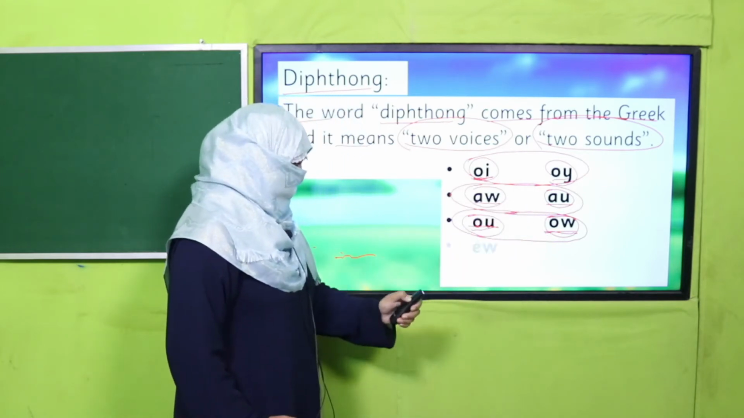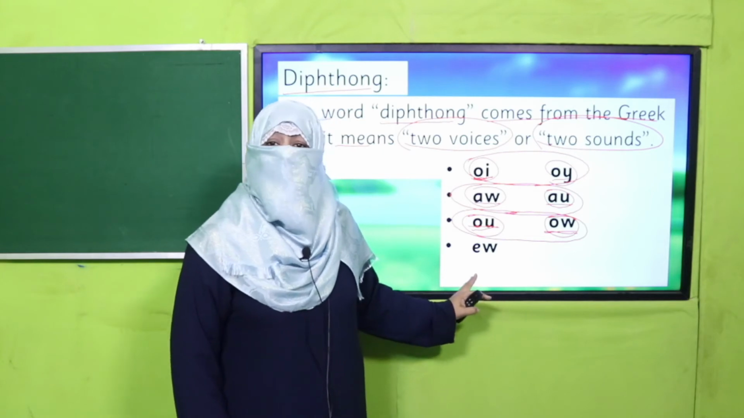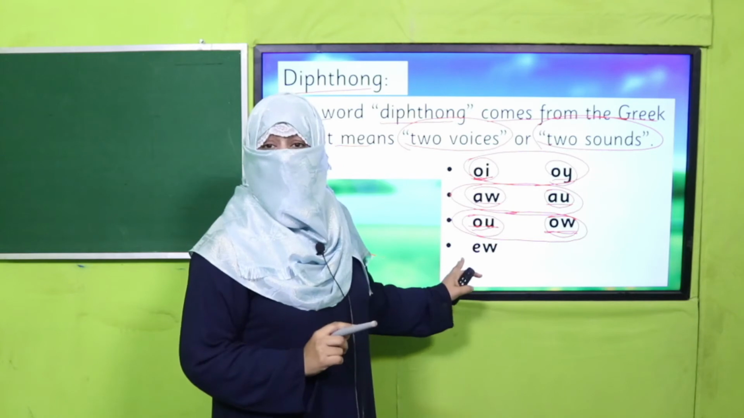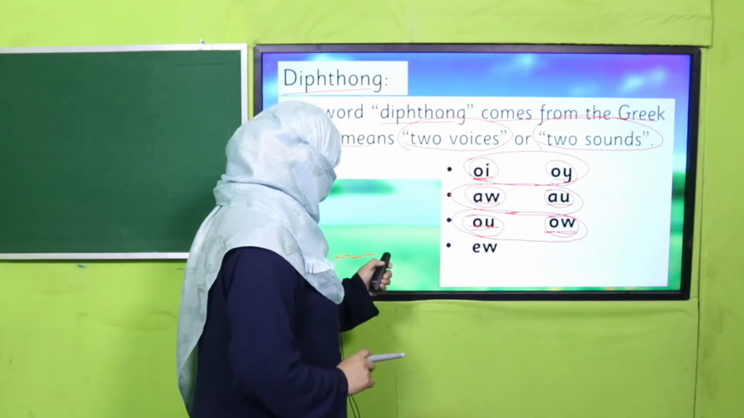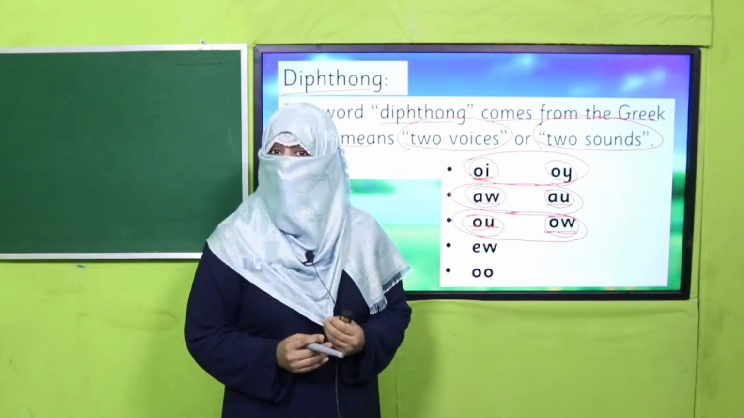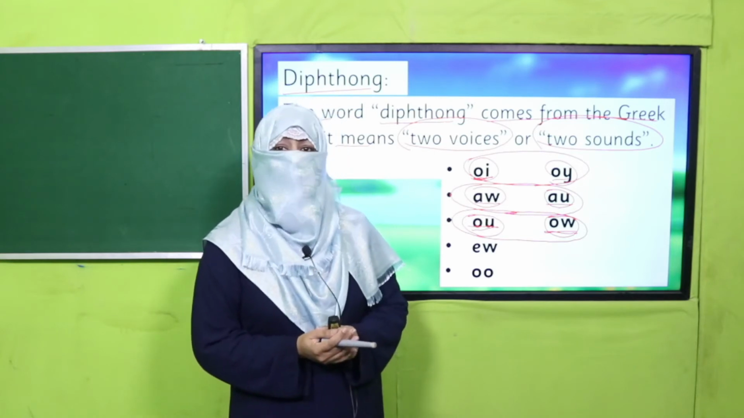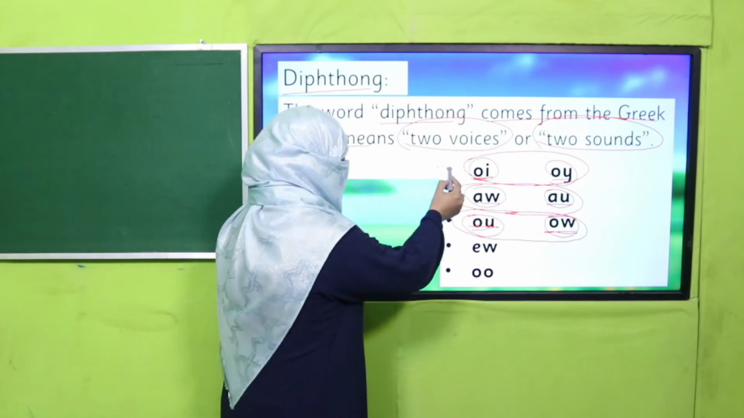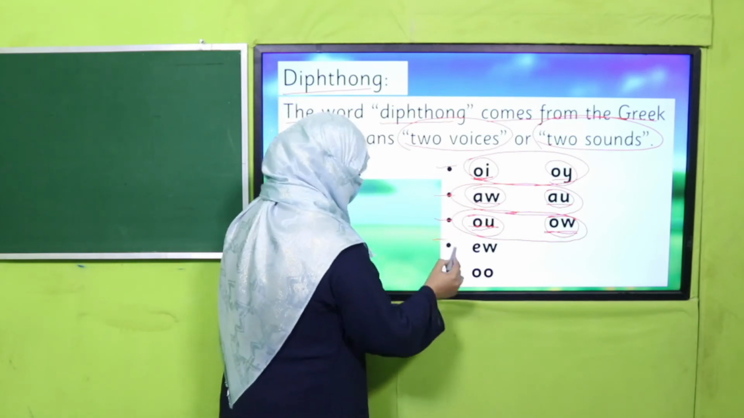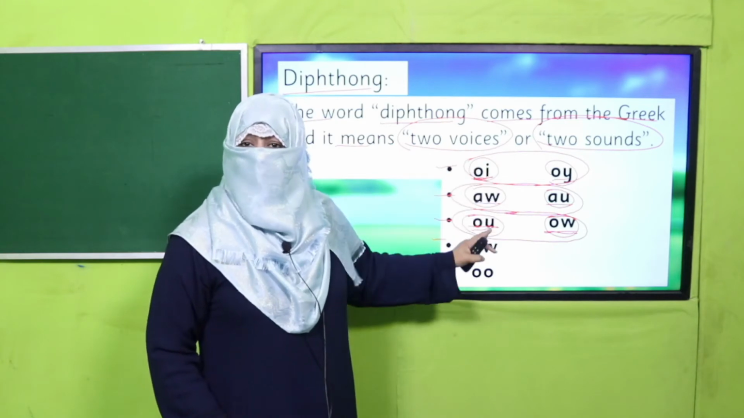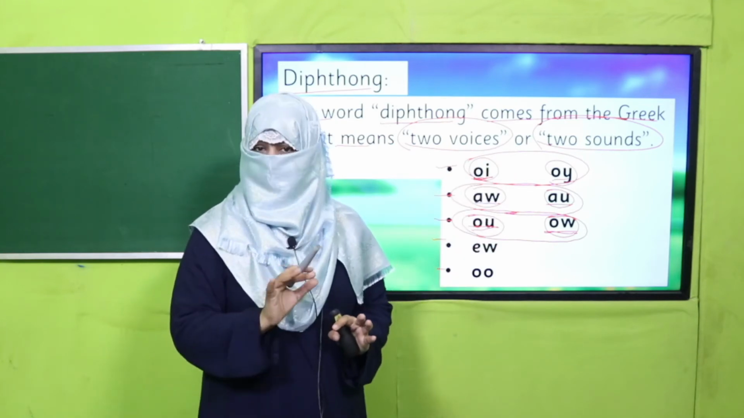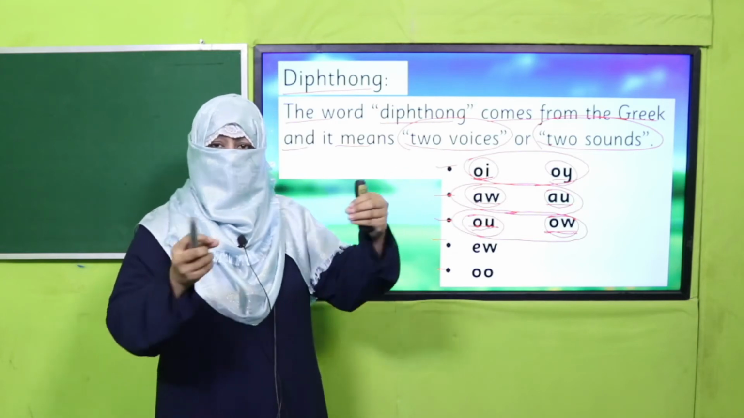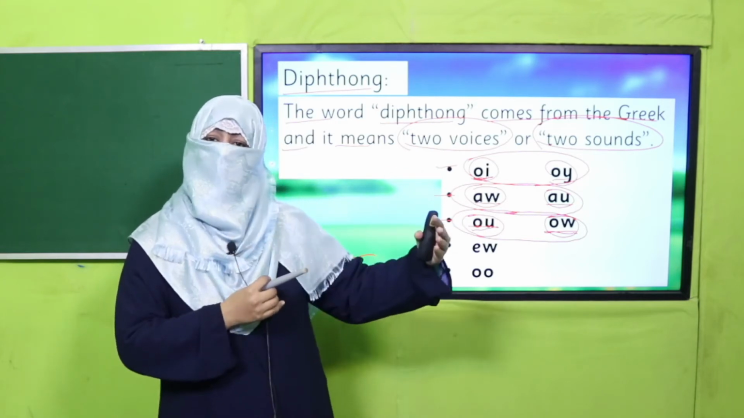And the next is EW. EW says yoo. And OO says oo. So these are, you see, 1, 2, 3, 4, 5. There are 8 diphthongs which have together 5 sounds. So whenever you locate this chunk of letters together in a word, this is how you have to pronounce it.